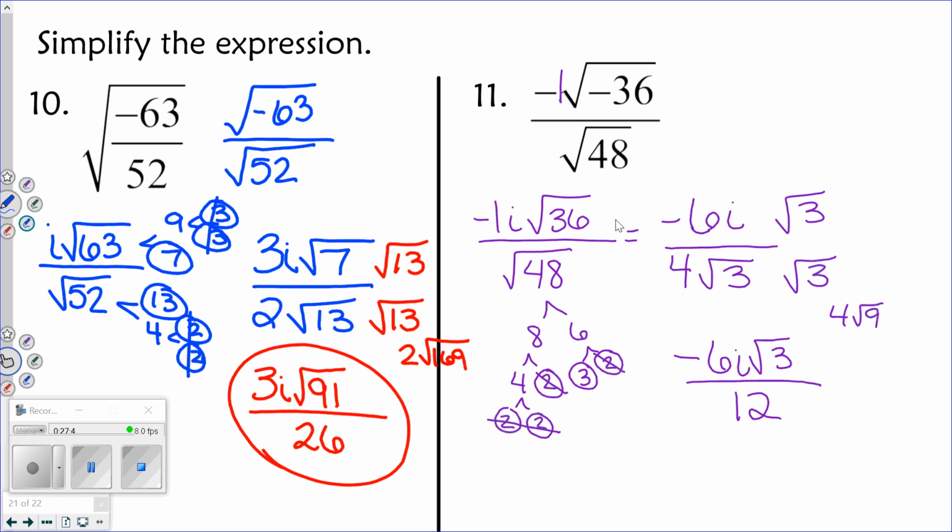I could divide these both by 6. So divide them both by 6. So negative 1 i radical 3 over 2. And again, you wouldn't need the 1 there, but if you have it, that's great.